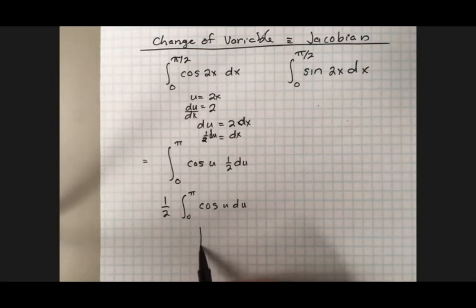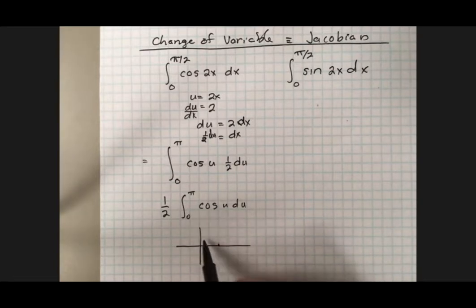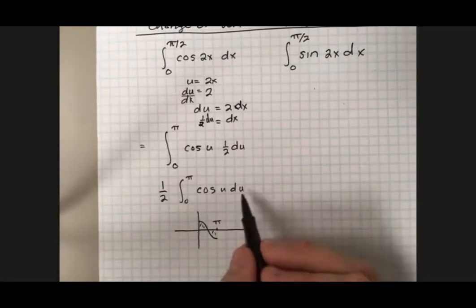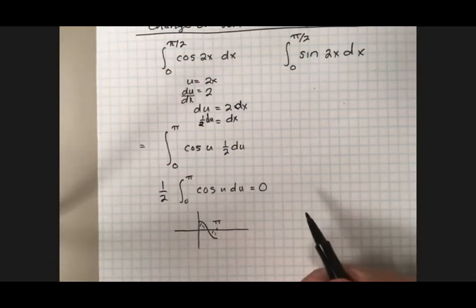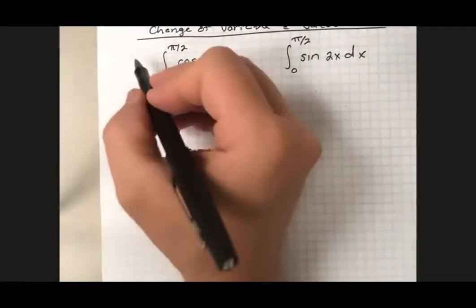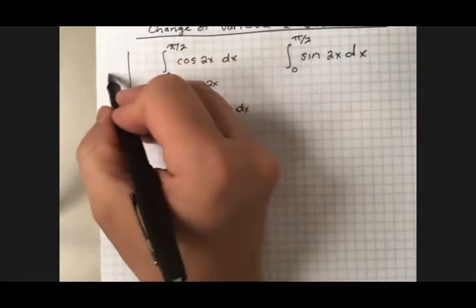Now that's not super duper impressive because the integral of cosine from 0 to pi is strictly 0. Right, same area above and below. So 1/2 of 0 is just 0. Let me go back up to here. Maybe I should investigate what this looked like.